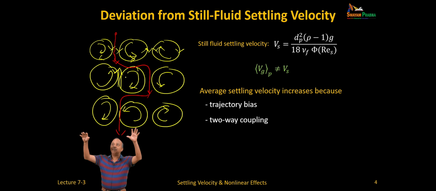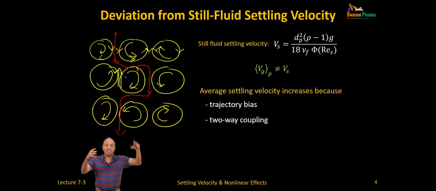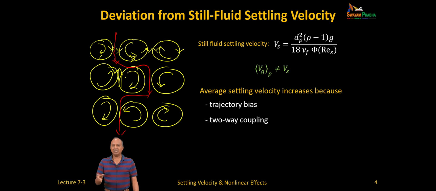So when you have turbulent eddies going on, theoretically I was saying, oh, an updraft will keep the particles up and a downdraft will keep the particles down. That's in some sense true, but sometimes, depending on the Stokes number, particles can keep trying to catch the downdraft flow, and they keep settling faster and faster. So sometimes it happens, and therefore trajectory bias can increase settling velocity.